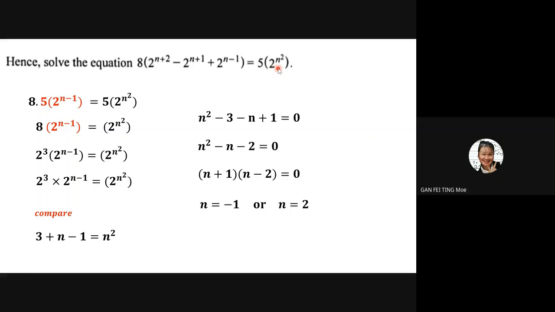Okay, 2 to the power of 2 is 4. 2 to the power of 4 times 5. You get 80 as well. So the first answer, you will get 10 equals to 10. When your n equals to 2, you'll get 80 equals to 80. Okay?